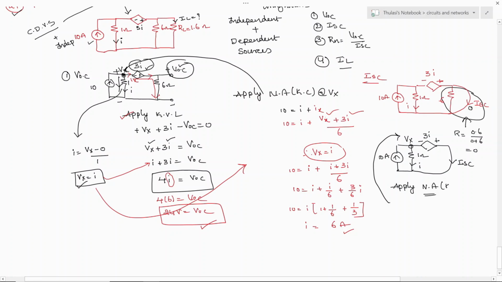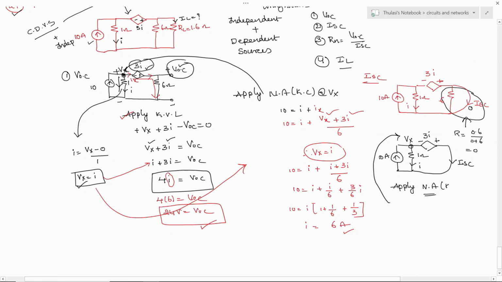Therefore the Norton's equivalent circuit is as follows. In the Norton's equivalent circuit, you have a current source Isc equal to 10 amperes, followed by a branch which is called Norton's resistance. Norton's resistance is equal to VOC by ISC. VOC is how much? 24 volts. ISC is how much? 10. So which is nothing but 2.4 ohms. This is 2.4 ohms.